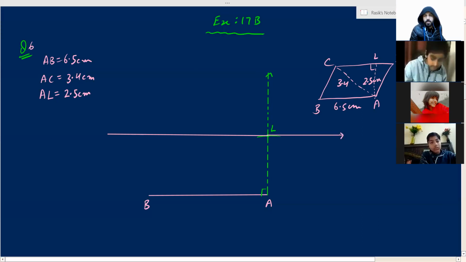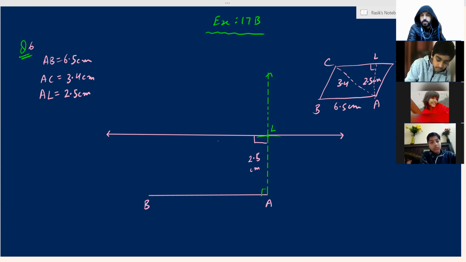Have you all got it? Have you all got a line parallel to AB? This angle is also 90 degrees. Why 90? Because this is the perpendicular distance between the two parallel lines. That is known as the altitude of the parallelogram, 2.5 centimeters. AL is 2.5.